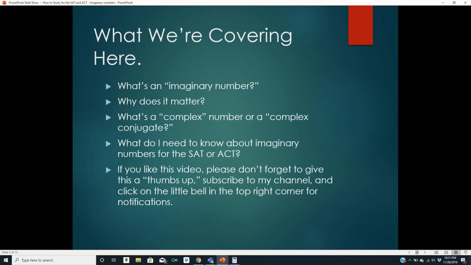What we're covering here: what's an imaginary number? Why does it matter? What's a complex number or a complex conjugate? Why do I need to know about imaginary numbers for the SAT or ACT?